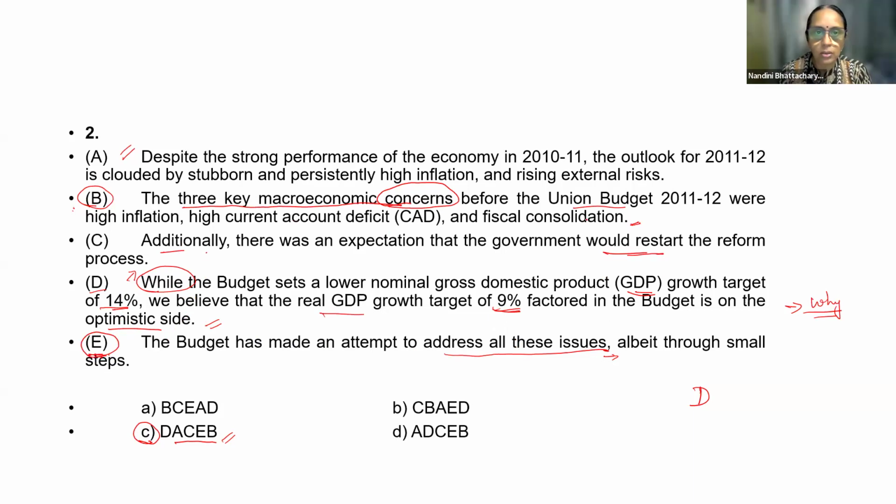This is quite confusing. So let's read each of these sentences to figure out what each one is talking about. Right? Despite the strong performance of the economy, the outlook for 2020 is clouded by stubborn and persistent high inflation and rising external risks. So this could be a reason for something. Hmm? Okay, let's look at this one.